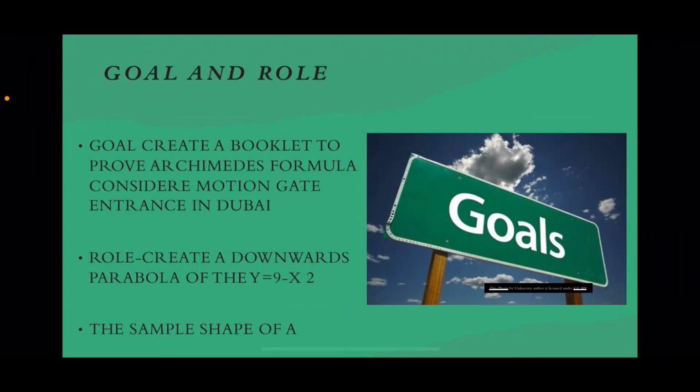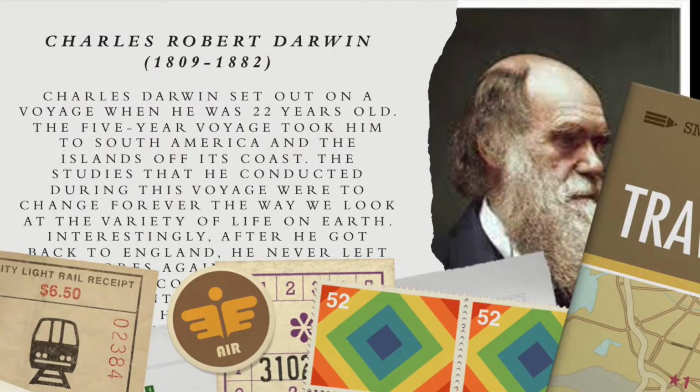And now we're going to talk about the goal and role. Well, the goal: create a booklet to prove Archimedes' formula. Consider the Motion Gate entrance in Dubai. And now we're going to talk about the role. Well, the role: create a downwards parabola of y equals 9 minus x squared.